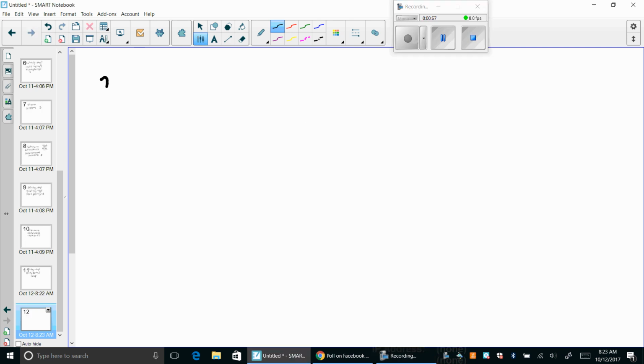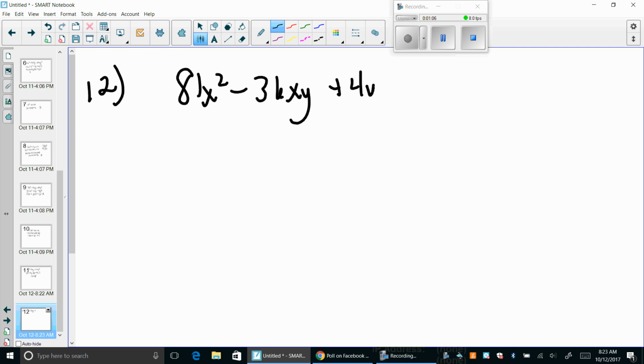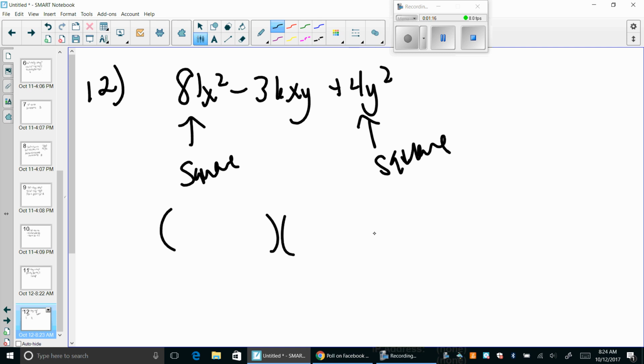So, okay, number 12. Number 12 is 81x squared minus 36xy plus 4y squared. Again, this is a square number, and this is a square number. So when that happens, this is likely a perfect square trinomial. Let's try that. To get 81x squared, I'm going to put 9x and 9x. To get 4y squared, I'm going to put 2y and 2y.